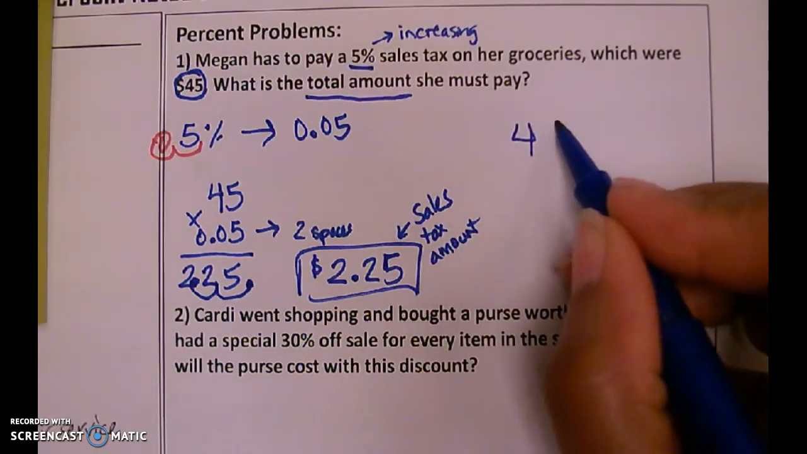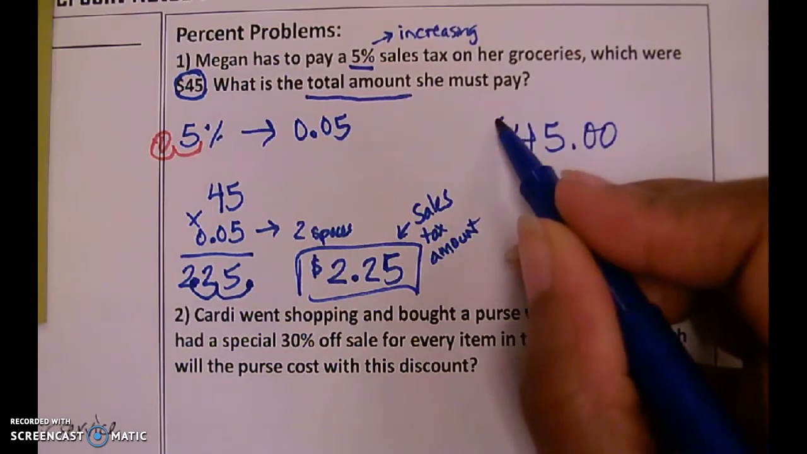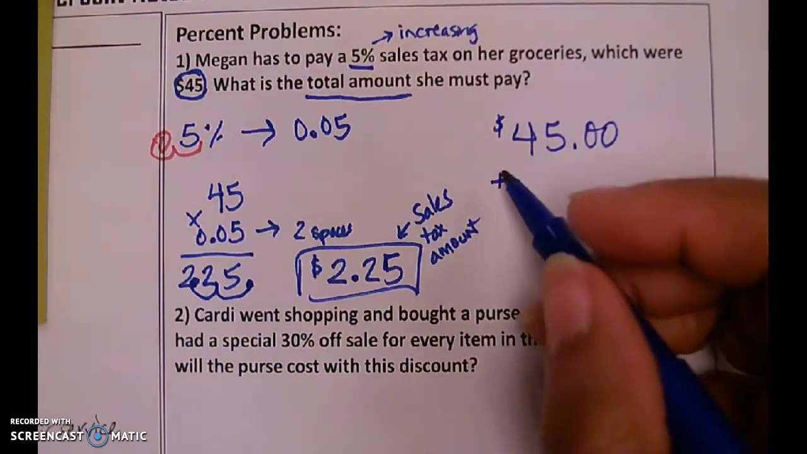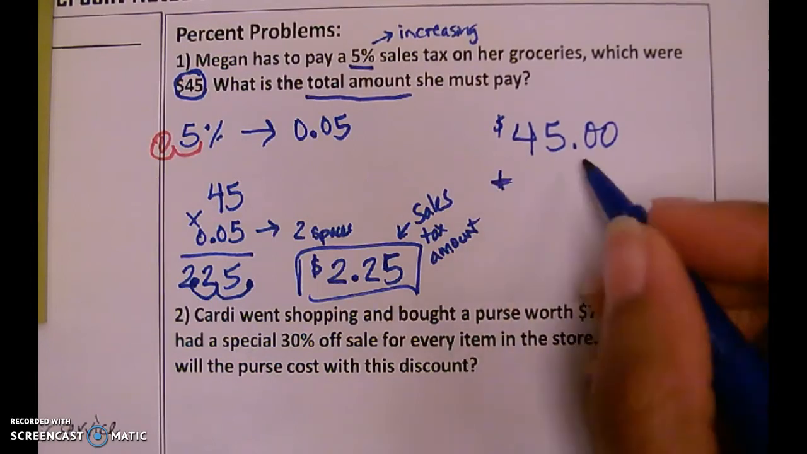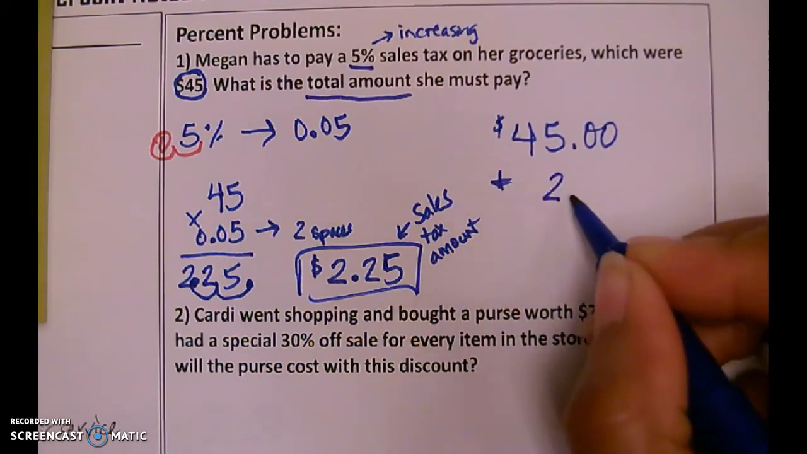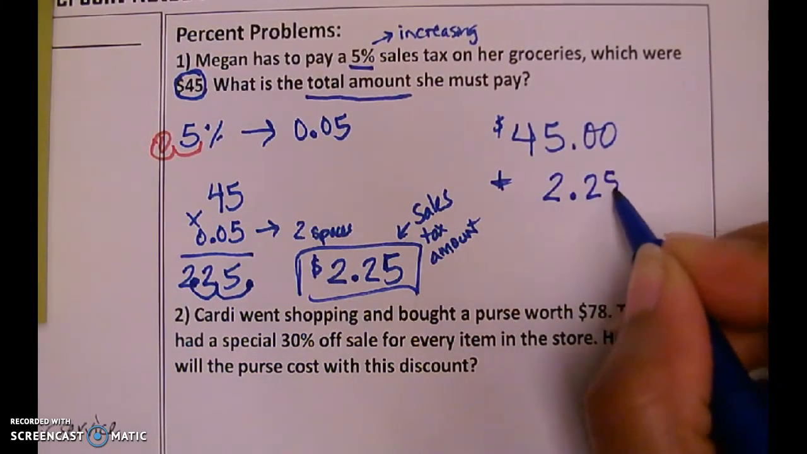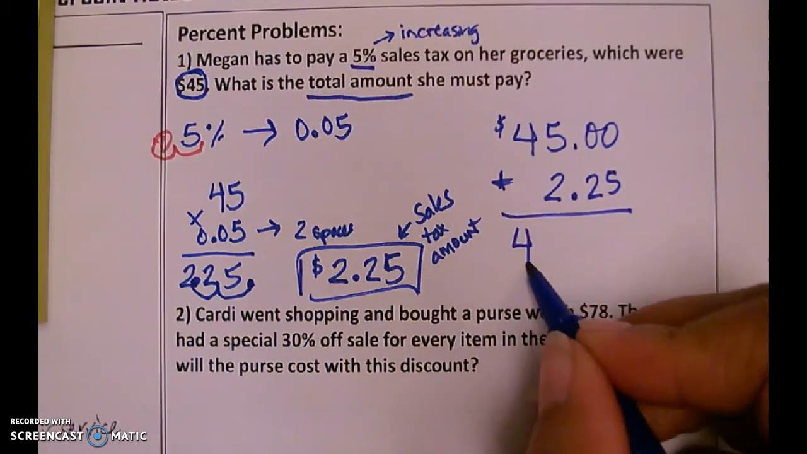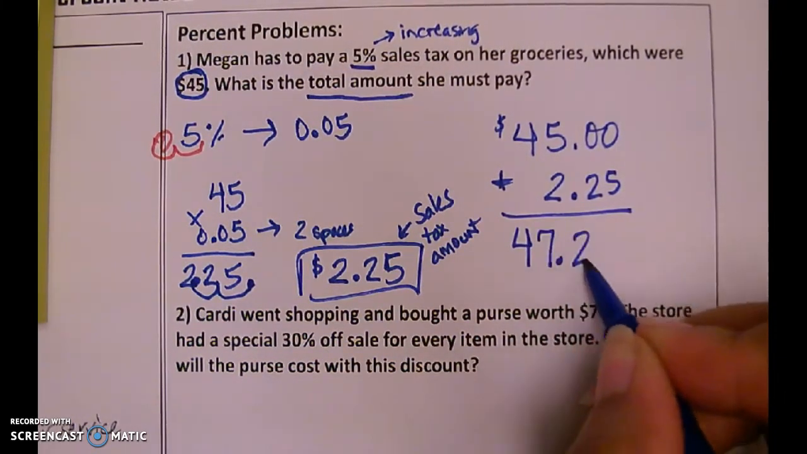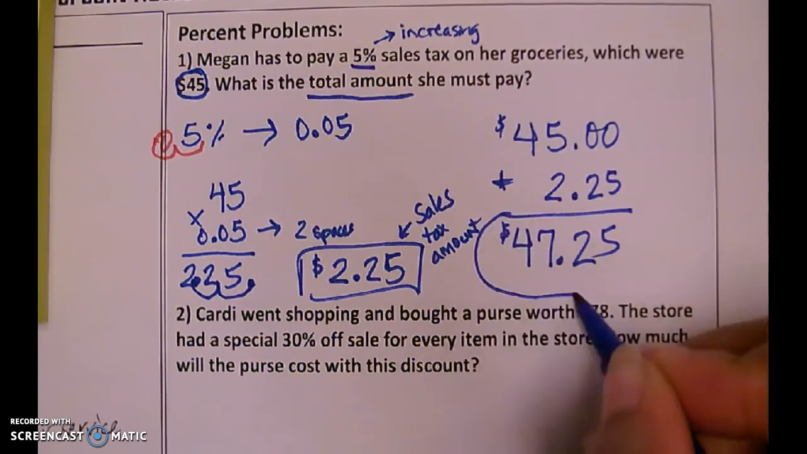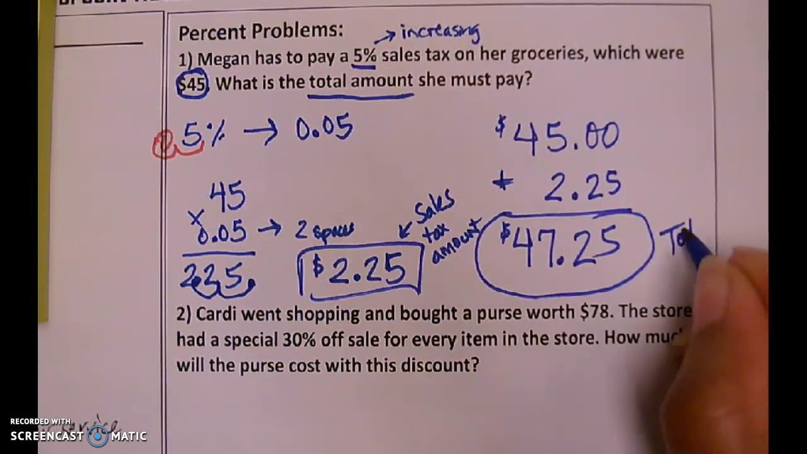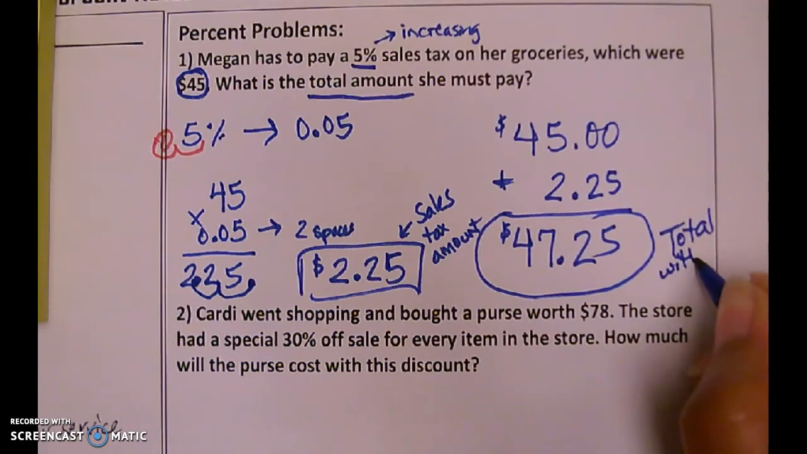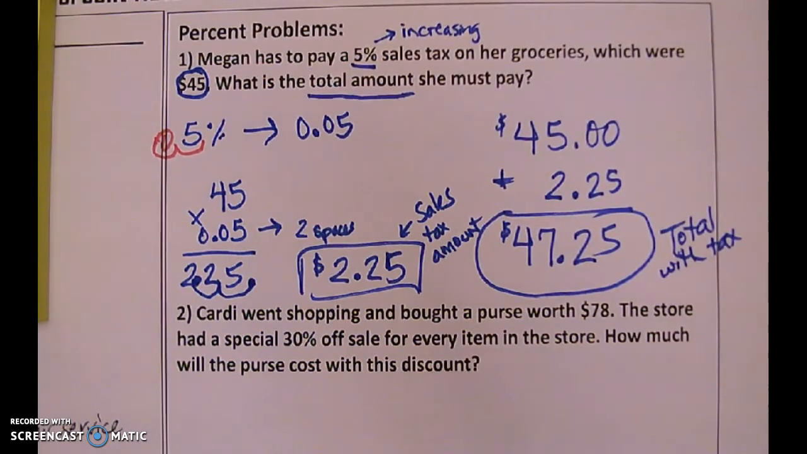We have to add $45 to $2.25, which is going to give us $47.25. This is our total with tax, and our final answer. Okay? Let's move on to our next problem.